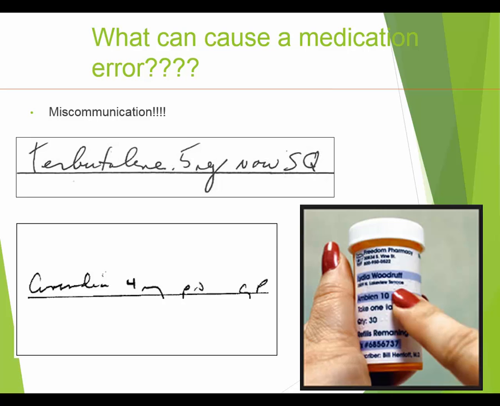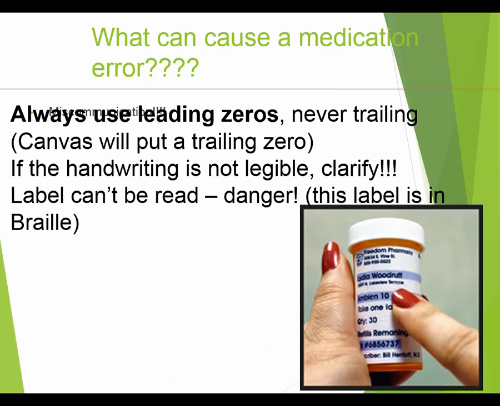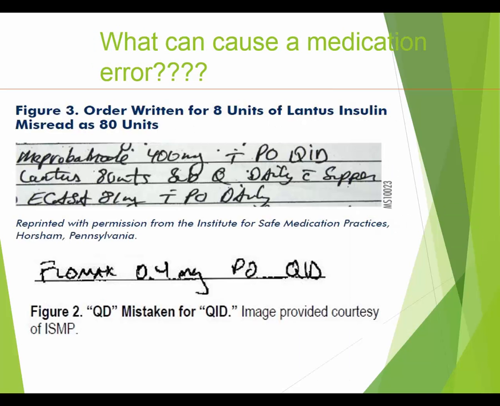In the hospital, it's the same way. There are so many errors in the hospital. They're caused by miscommunication, and documentation is part of communication. Okay? Being able to document and document appropriately is part of communication. Always use leading zeros, never trailing zeros. If the handwriting is not legible, clarify. If the label can't be read, that's dangerous. Okay?